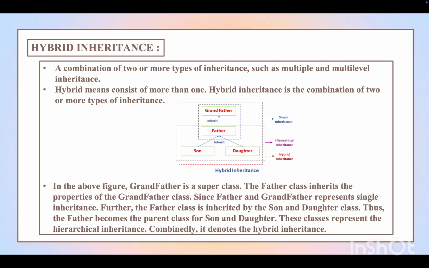In the diagram, we see a family hierarchy where the grandfather class represents single inheritance and the father class inherits from it. Further, the father class is inherited by both son and daughter classes, forming a hierarchical inheritance together. This structure represents hybrid inheritance, showcasing how Java allows flexibility while managing complexity.